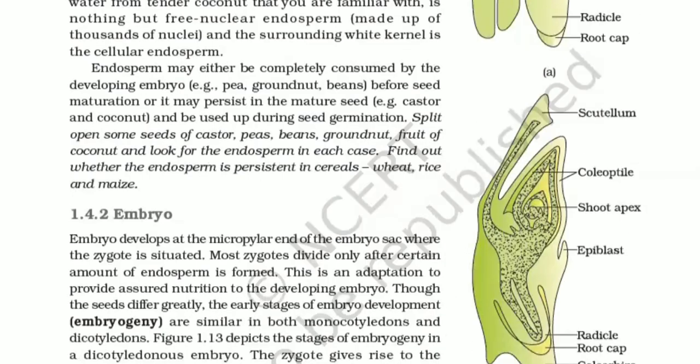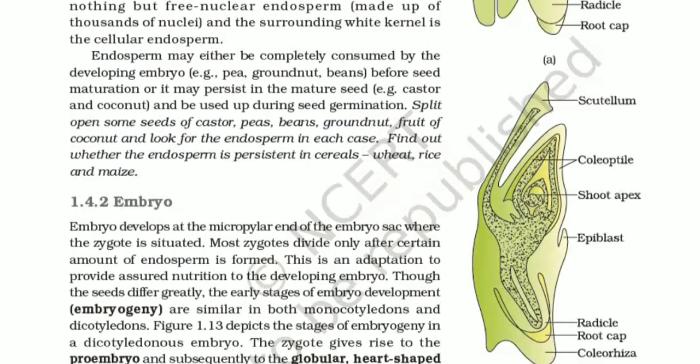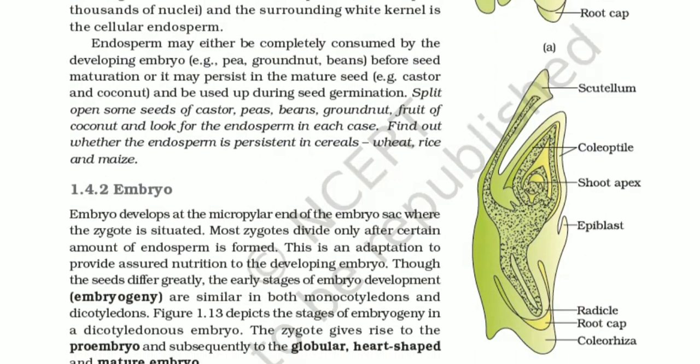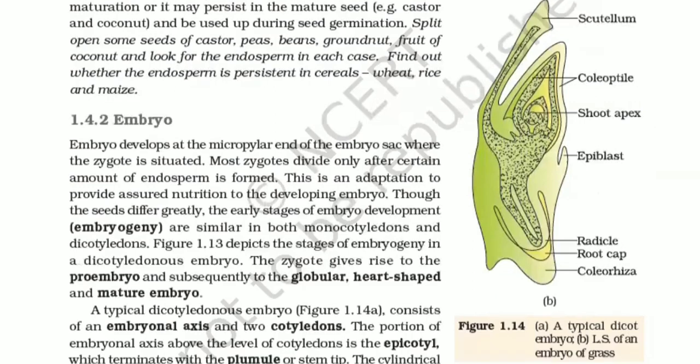Endosperm may either be completely consumed by the developing embryo before seed maturation, for example, pea, groundnut, beans, or it may persist in mature seeds, for example, castor and coconut, and be used up during seed germination. Split open some seeds of castor, peas, beans, groundnut, fruit of coconut, and look for the endosperm in each case. Find out whether the endosperm is persistent in cereals: wheat, rice, and maize.